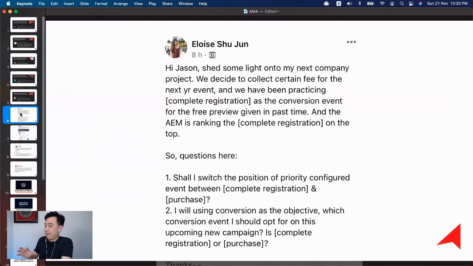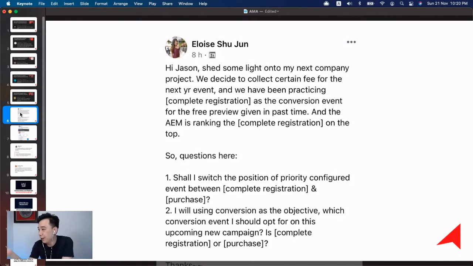So aggregated event management is a thing that, the moment you have gotten your Facebook pixel verified and your domain verified, you will be able to rank the importance of the so-called aggregated events. You can actually select up to 8 events, and you can rank which one is more important.